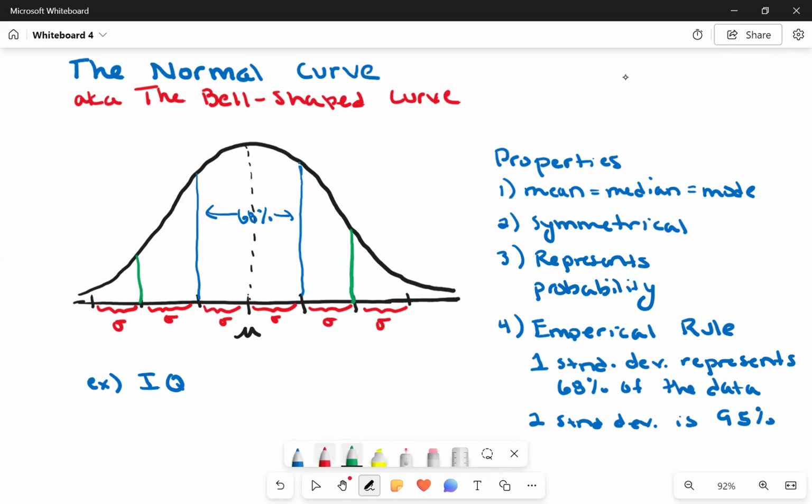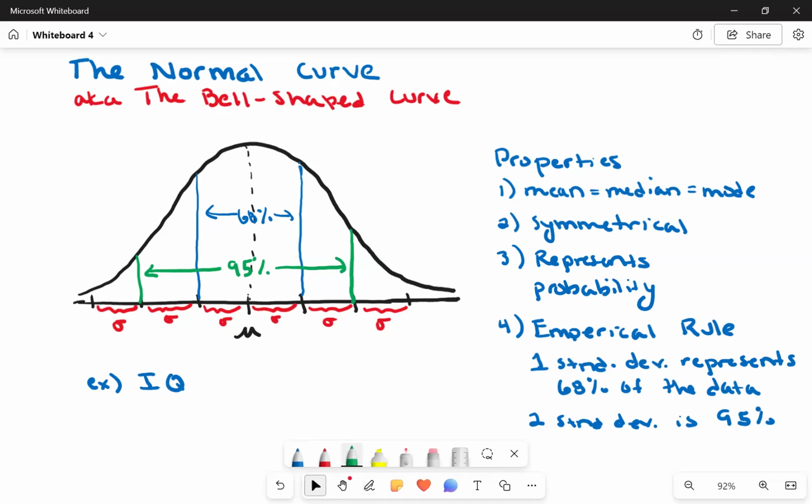Sorry, I apologize that that took a little longer than I would have liked. This is 95% of the data. I mean, that's incredible when you think about it. 95% of the data is within 2 standard deviations of the mean.